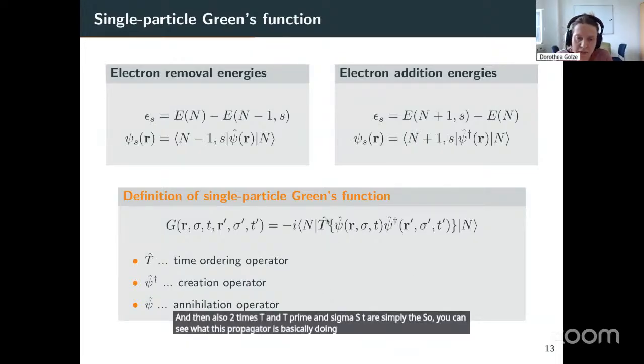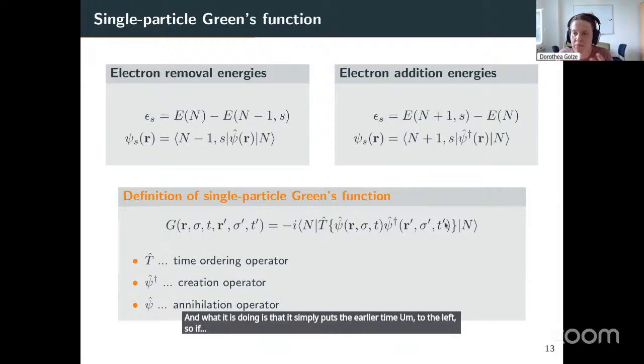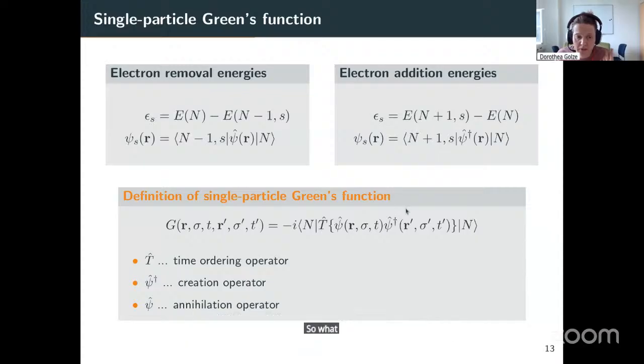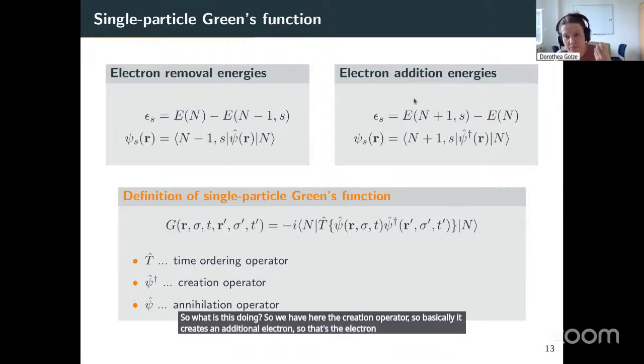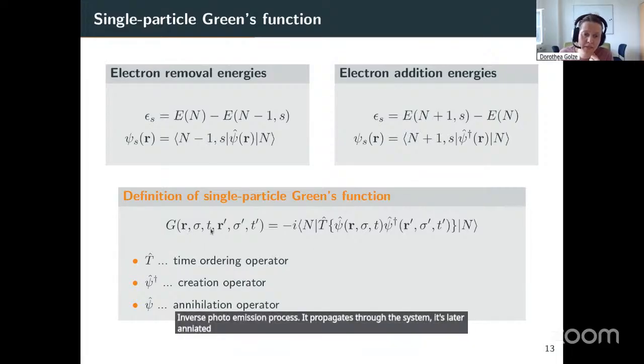So we have here the time ordering operator, and what it is doing is that it simply puts the earlier time to the left. So if t prime is earlier than t, this operator will go first and act first on the ground state. So what is this doing? We have here the creation operator. So basically it creates an additional electron. That's the inverse photoemission process. It propagates through the system, and is later annihilated at time t at the spatial point r.